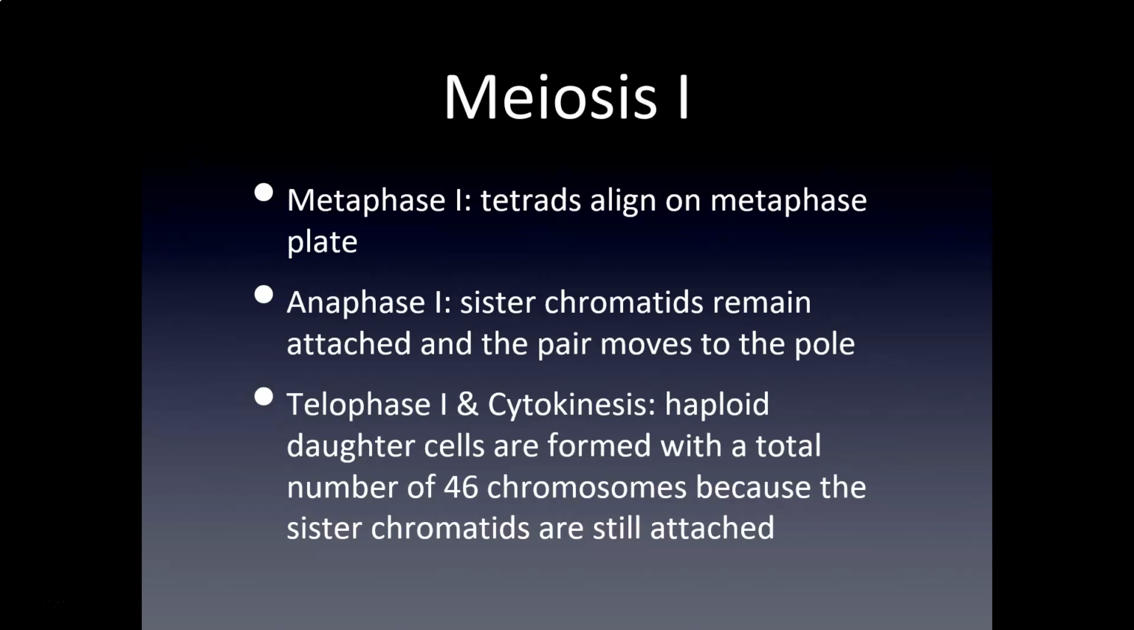Anaphase 1, the sister chromatids remain attached, but the homologous pairs separate, they move to the poles, and then when we get to telophase 1 and cytokinesis, each of the cells that ends up resulting at the end of that are those haploid daughter cells with a total of 46 chromatids.